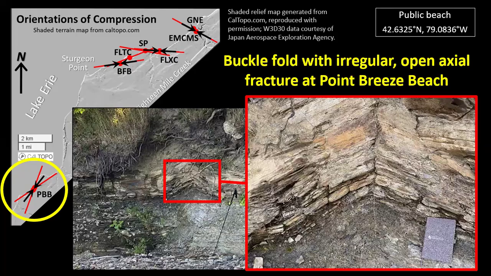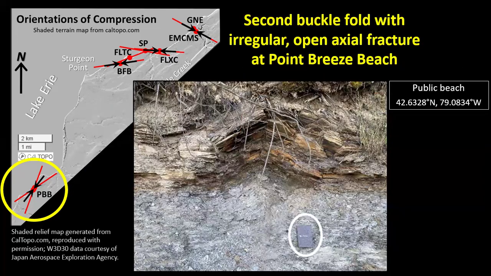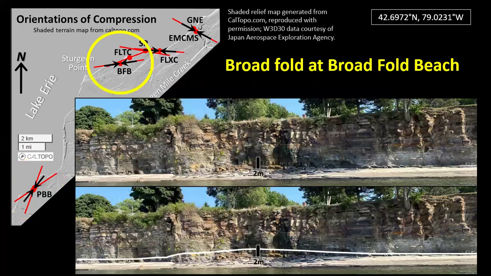This buckle has an irregular axial fracture, which may be a bit open too. Here's another one. You can see that organic-rich shale at the top is more brittle than the more clay-rich gray shale below, but both are part of the buckle fold. Next, we come to a place we call Broad Fold Beach. The white line shows that there's a broad open fold a few feet in amplitude. There's a 2-meter bar for scale.